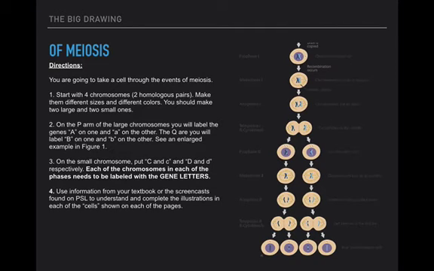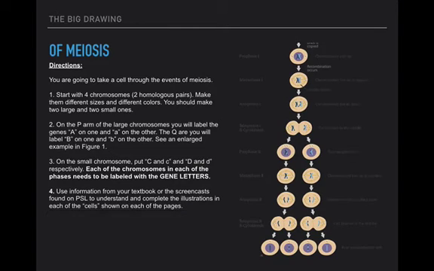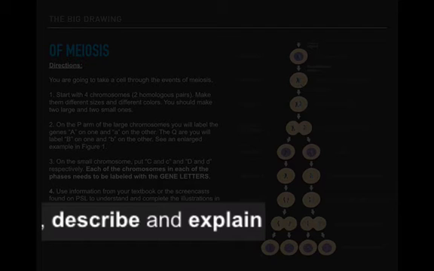Okay. There's some information in your textbook. It's page 173 to 176, so those textbooks are on the back shelf. Plus, there are a couple of screencasts on PowerSchool Learning. One is a short little meiosis animation that I talk through. It's about 2 minutes and 15 seconds. And then there's another screencast that has meiosis in detail that you might need for this last part, which is to describe and explain what happens in each of these stages.